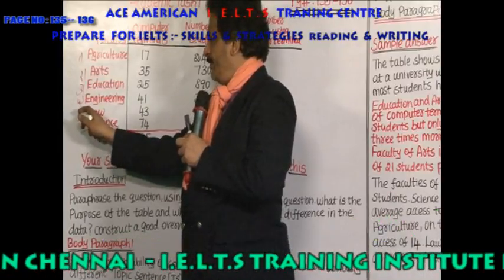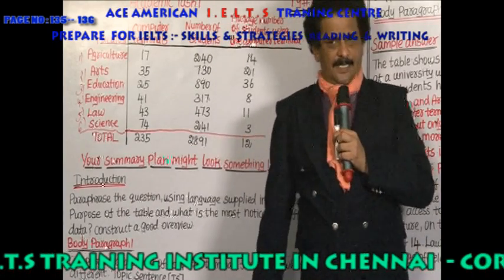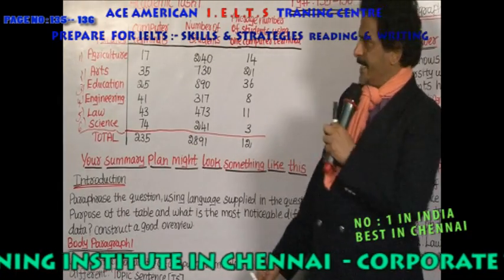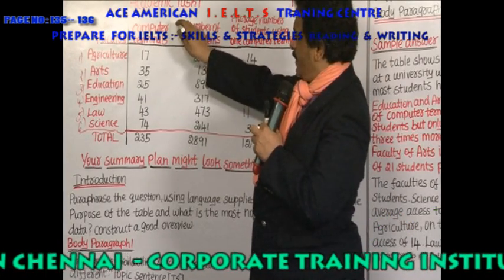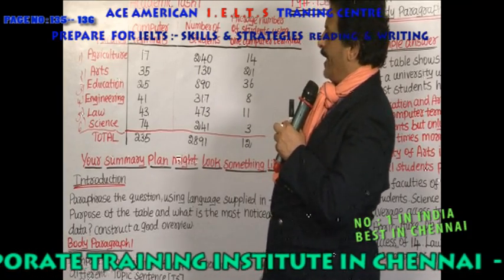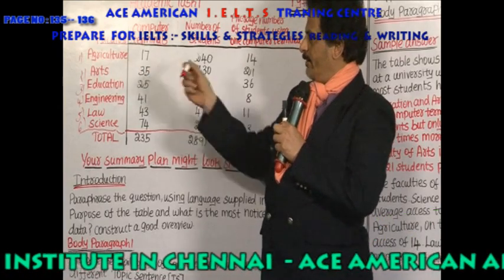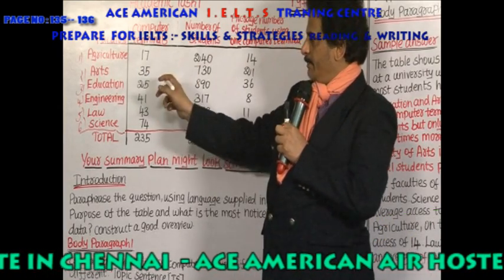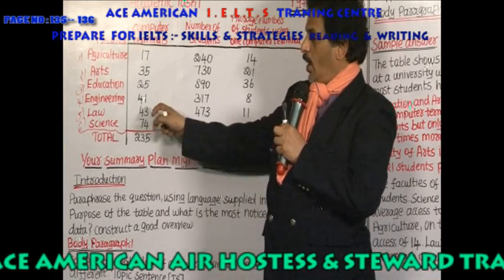So in the second column, what is given? Computer terminals. How many computers are there for the agriculture department? You have 17. For arts, you have 35. For the education department, you have 25. Engineering, you have 41 computers. Law, you have 43 computers. Science, you have 74 computers. So the total is 235 computers.